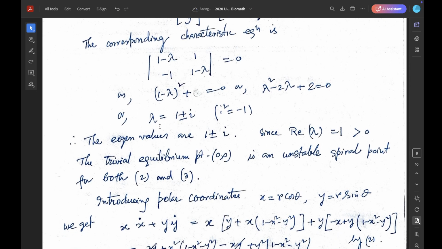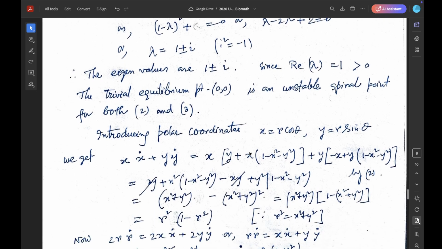Clearly the real part of this eigenvalue, this 1, is greater than 0. The trivial equilibrium point (0, 0) is an unstable spiral point for both 2 and 3, the nonlinear and the corresponding linear system, because the real part of this eigenvalue is positive.